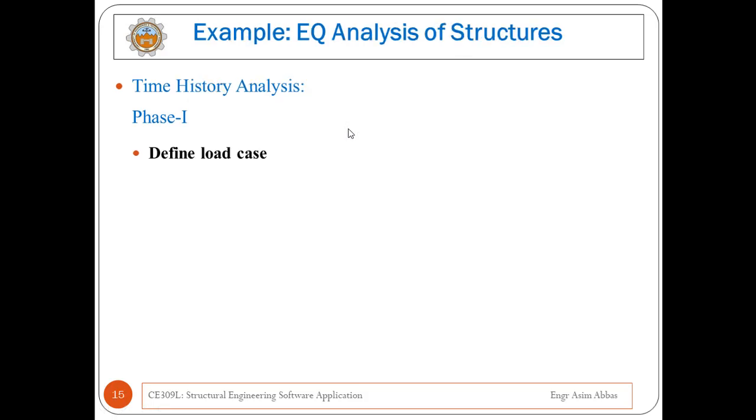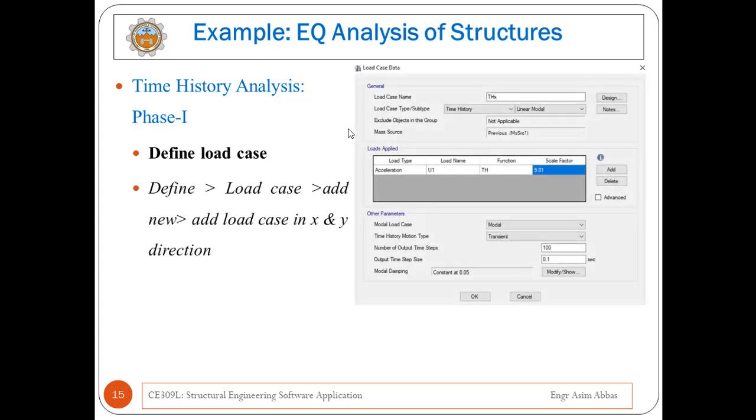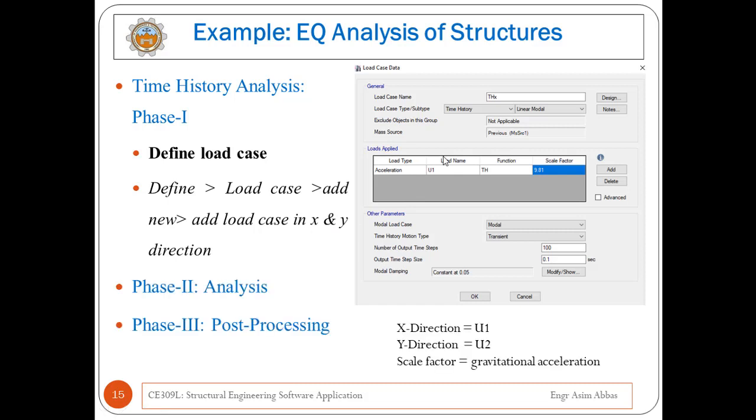Once the time history function is defined, we can then define the load cases for the time history along x and y direction. For that, go to define, then load case, then add a new load case along x and y direction. From here, choose the load case type time history and add acceleration along u1 for x direction, and for y, choose u2. Once the time history analysis and other steps are completed, then we can analyze the structure and then we can display different results.